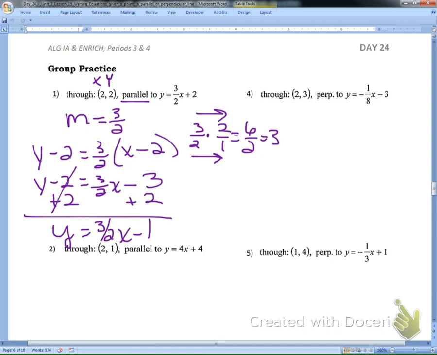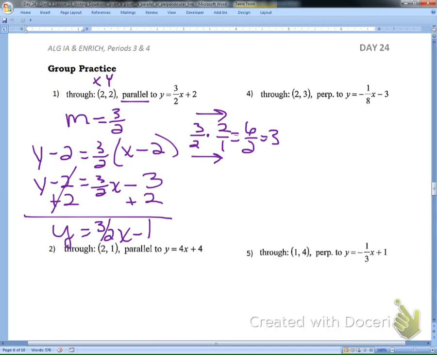Okay, let's take a look at the first answer. The question asks you to write an equation of a line parallel to a given line, through a point of (2, 2). So the line that we need has the same slope as the parallel line, or m is equal to 3/2. Write down the point-slope formula and make sure to reverse the signs of your x and y value in the equation.